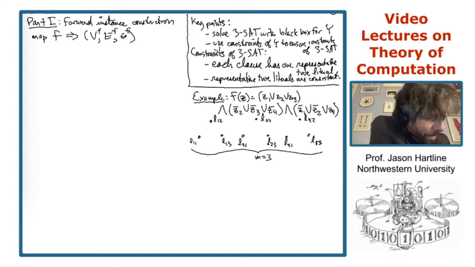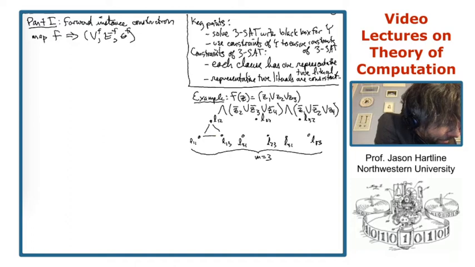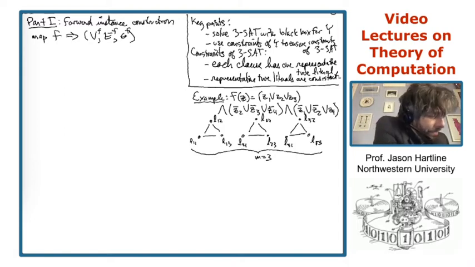So I'm going to make sure that only one of these vertices corresponding to literals in the same clause gets selected. How do I do that? Well, in independent set, I know I can't select multiple vertices if they have edges between them. So I'm just going to put edges between all the vertices in the same clause, like this.